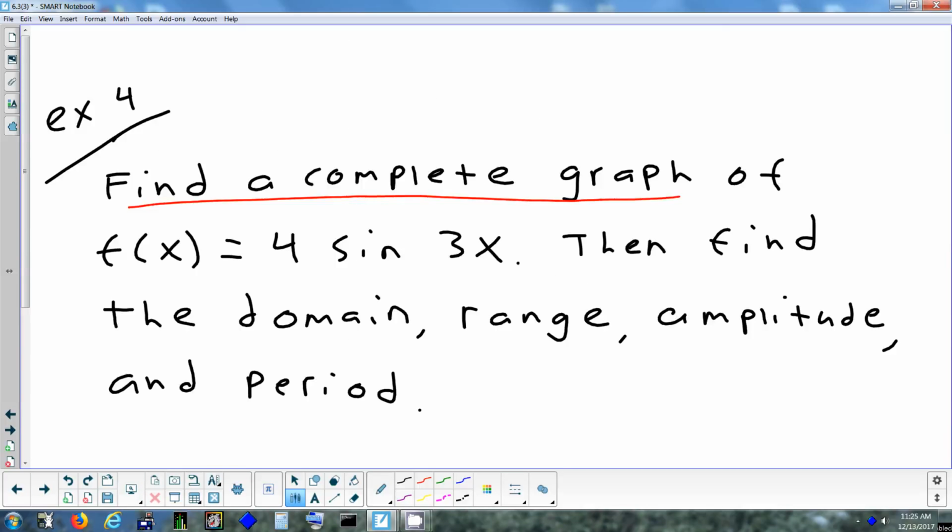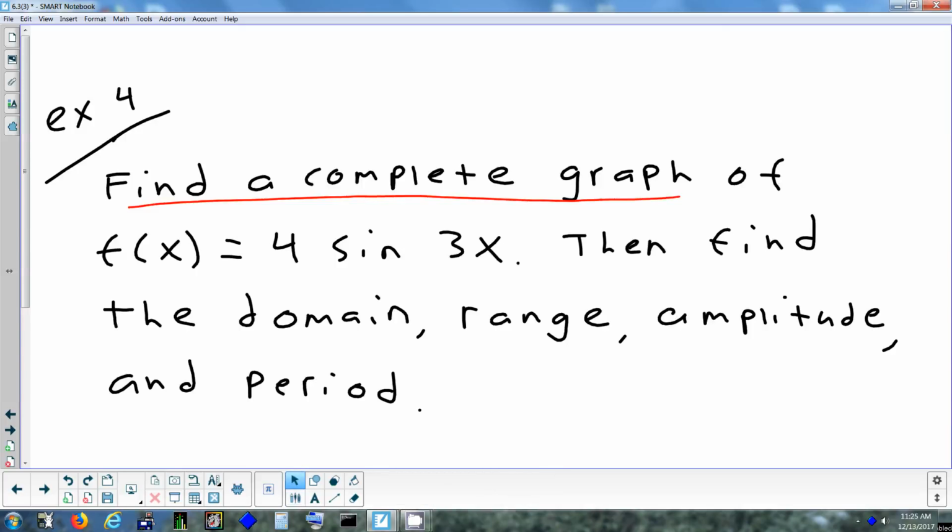Directions here. Find a complete graph. What does that mean to do when it says find a complete graph? Graph it. Not by hand, but on the calculator. So find a complete graph, and then find the domain, the range, amplitude, and period.